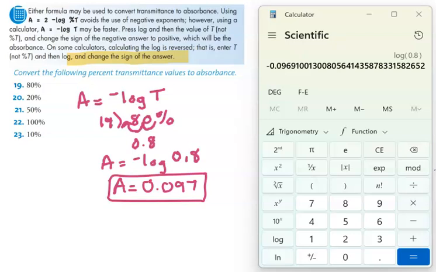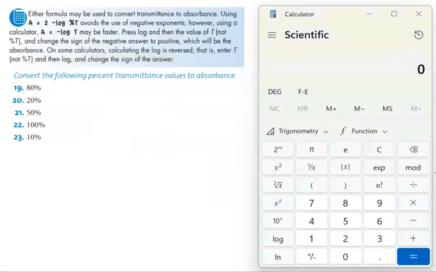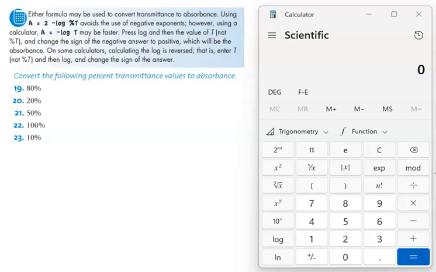But if you're using a simple little scientific calculator, you're more than likely going to have to put transmittance in first and hit log and then change your sign. So let's look at our next problem. Number 20 gives us 20% for transmittance. And remember, we're working with the formula A equals negative log T.